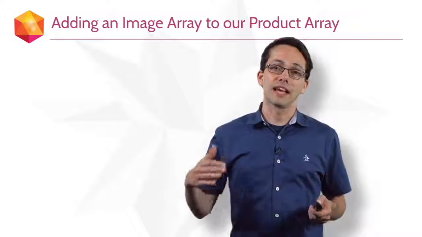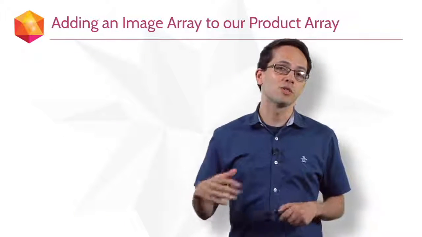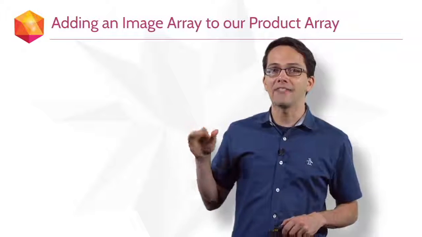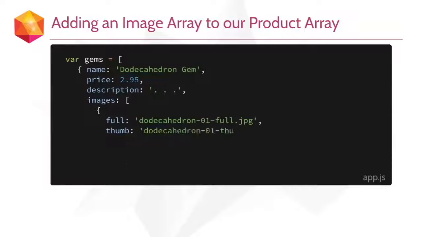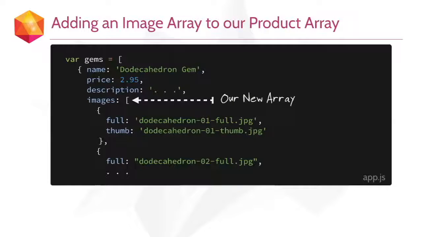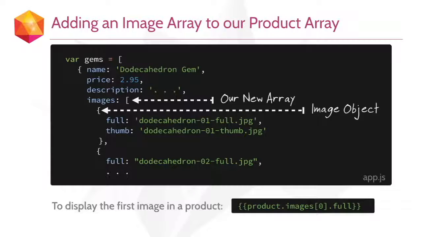Each of our products has a bunch of pictures that are associated with it, so we need to add that to our data set. So here you can see we now have an images property which contains a new array. Inside of that array there are a series of image objects, each of which contains a full image and a thumbnail image. So to display the first image in a product, we might write product.images, specify the index, .full.